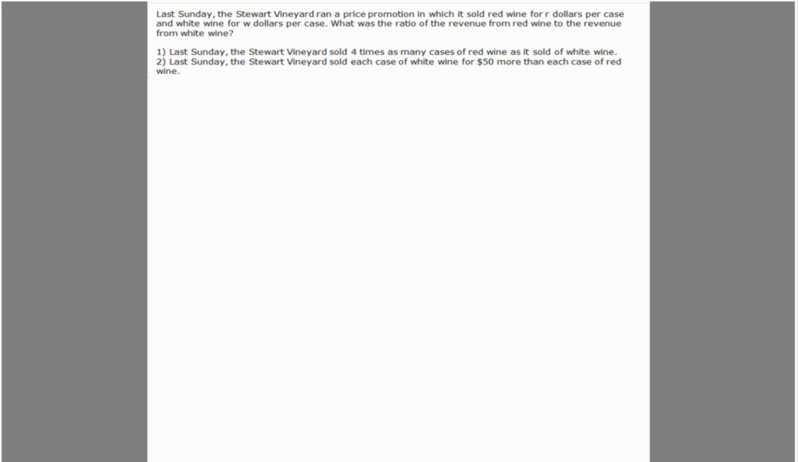But here's the deal. They want revenue. Anytime you see that you're dealing with revenue on the GMAT, there is a high likelihood that you need a quantity and a price per item. So what I do right off the bat is I have red and I have white. I'm going to use two variables they gave me. R is dollars per case, and X is going to be quantity of cases. We'll just do that for short. W is dollars per white, and Y is quantity.